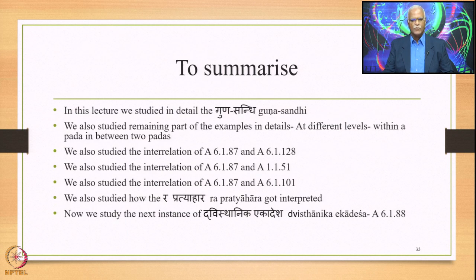To summarize, in this lecture, we studied in detail the guṇa-sandhi. We also studied the remaining part of the examples in detail, at different levels, within a pada and also in between two padas. We also studied the interrelation of 6187 and 61128. We also studied the interrelation of 6187 and 1151. We also studied the interrelation of 6187 and 61101. Finally, we also studied how the ra pratyahara got interpreted.